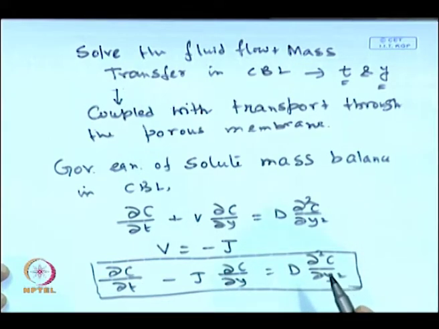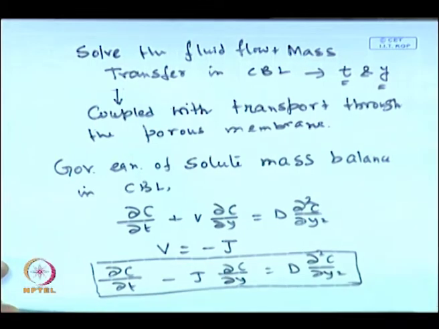So, in order to solve the concentration at y is equal to 0 or Cm at the membrane surface, you have to solve this equation within the mass transfer boundary layer. Now, in order to solve this equation, you require one initial condition with respect to t and two boundary conditions with respect to y. So, let us write down the conditions.